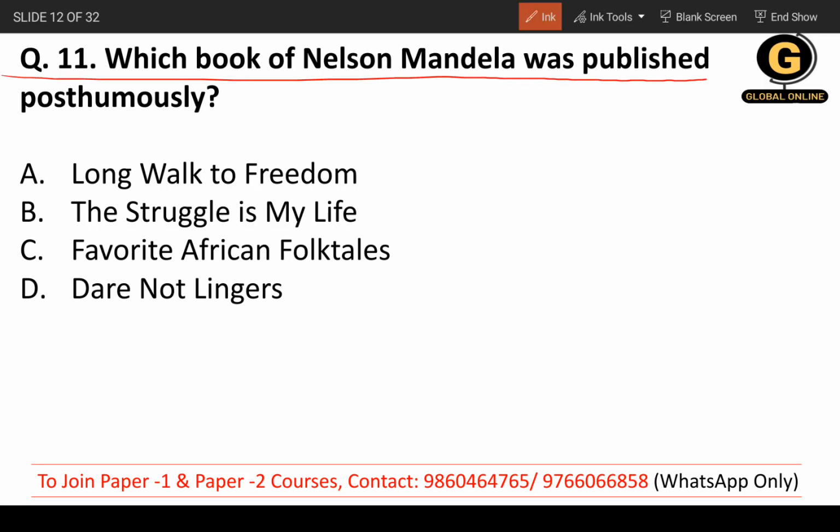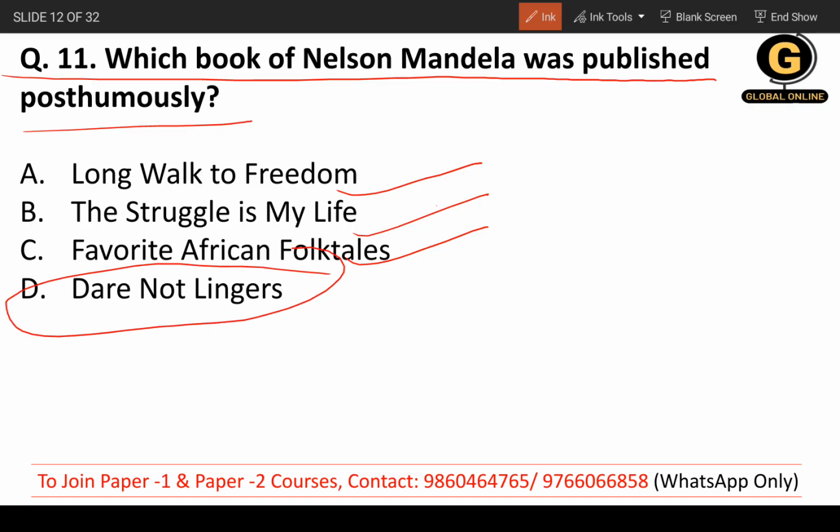Which book of Nelson Mandela was published posthumously? Nelson Mandela has written a lot of works. Sometimes he collaborated with some writers, and sometimes he wrote it all by himself. So you need to answer which book of his was published posthumously, after his death. The first, Long Walk to Freedom, of course was written by Nelson Mandela, but it was not published posthumously. The Struggle Is My Life was also written by him, but it was not published posthumously. Favorite African Folktales was also written by him, but it was not published posthumously either. The correct answer is Dare Not Linger.